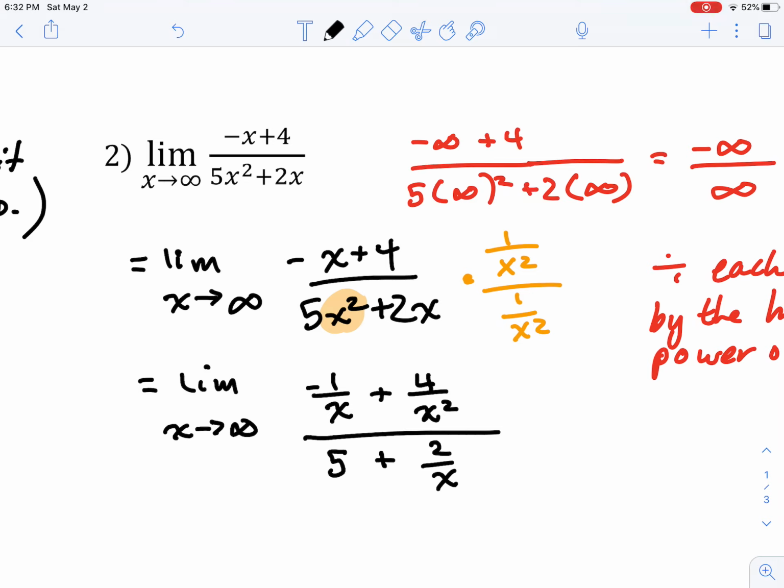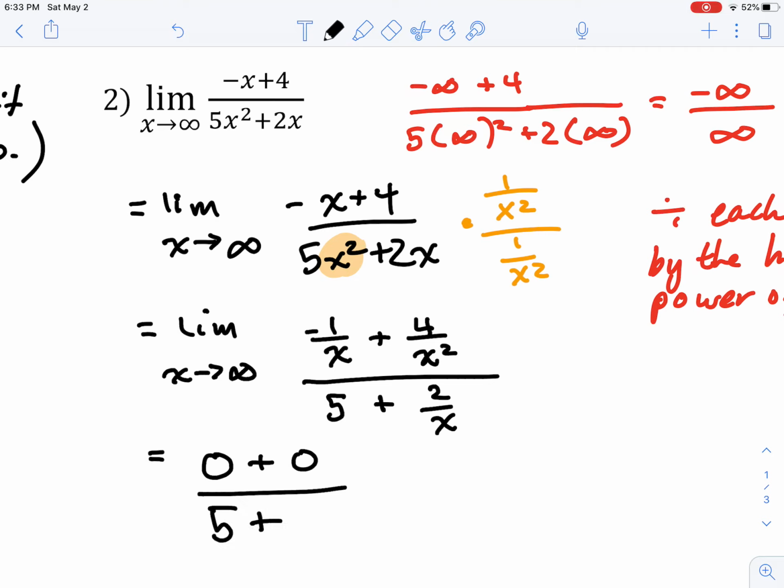Well, if I'm finding the limit at infinity, using the limits at infinity theorem, let's think about what's happening as I find the limit of each of these terms. What is the limit of negative 1 over x as x approaches infinity? Well, that's effectively 0. What is the limit of 4 over x squared as x approaches infinity? Again, that's 0. Now in the denominator, we have 5. And again, apply the limits at infinity theorem. The limit as x approaches infinity of 2 over x effectively becomes 0. So all of this tells us we just have 0 here.